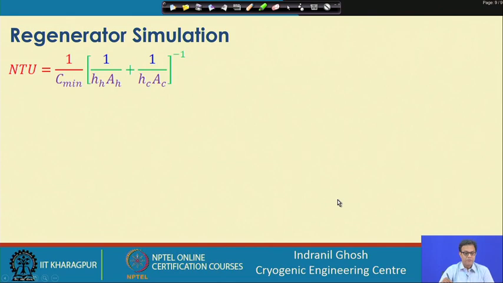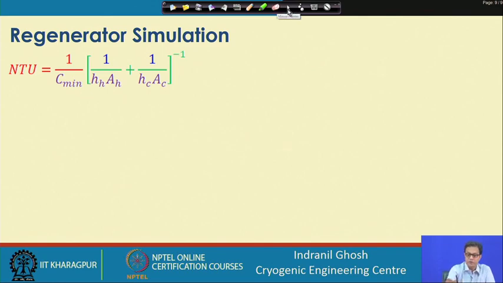First of all, we need to find out the minimum capacity fluid flow, and for that we of course need the Cp value of the gas flow, and the Cp of helium has already been given. So, we will be able to find out the C min. The heat transfer coefficient and the heat transfer surface area are also given, so the NTU can also be calculated.